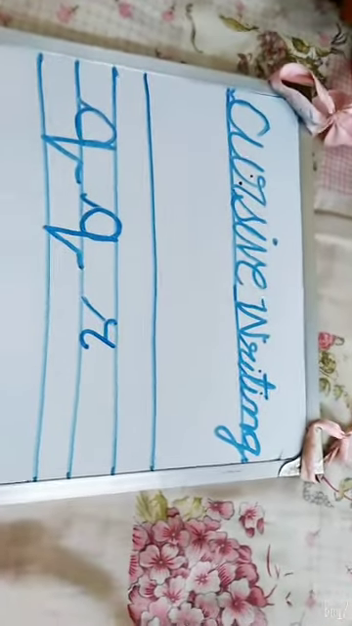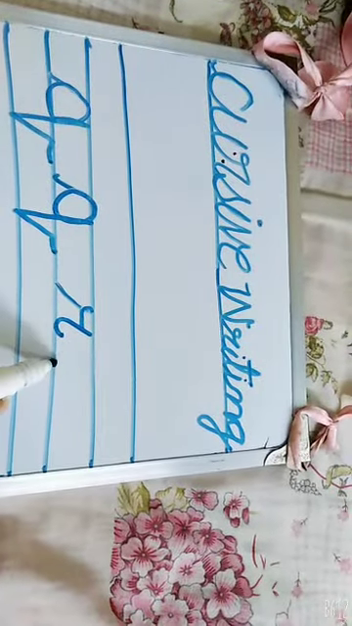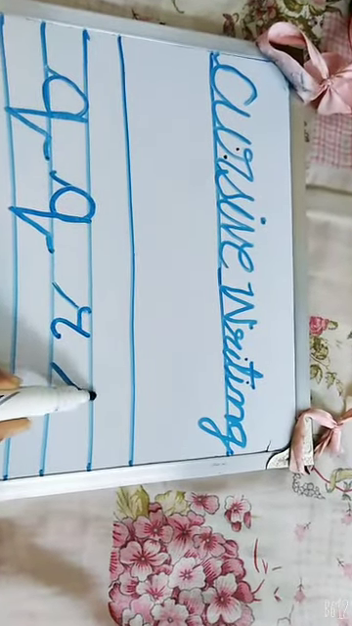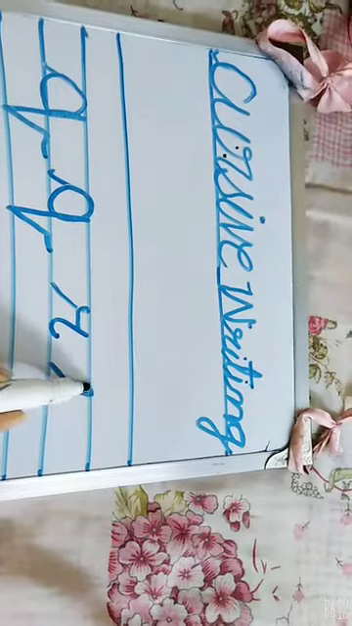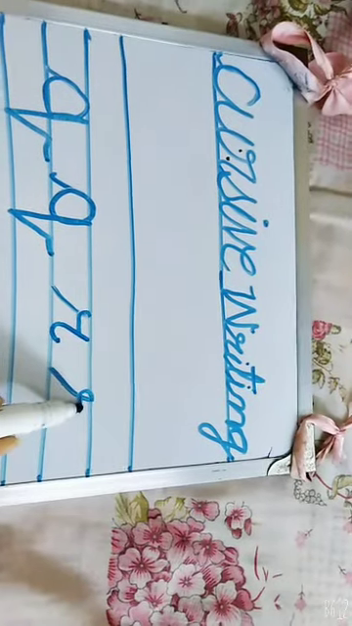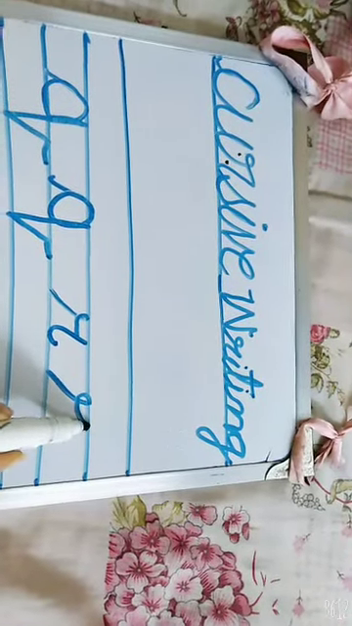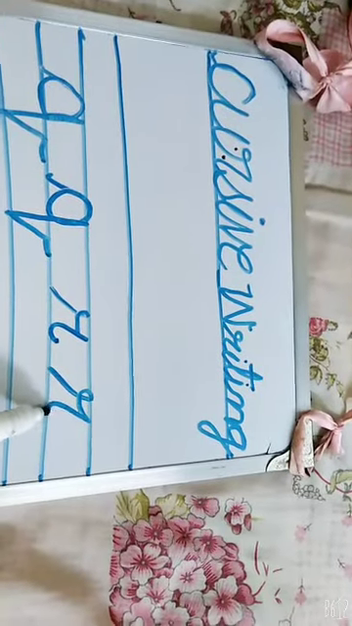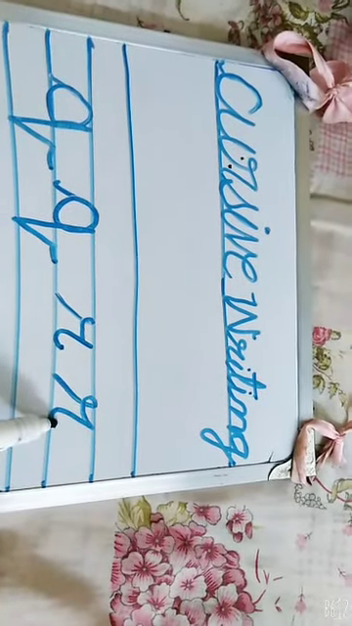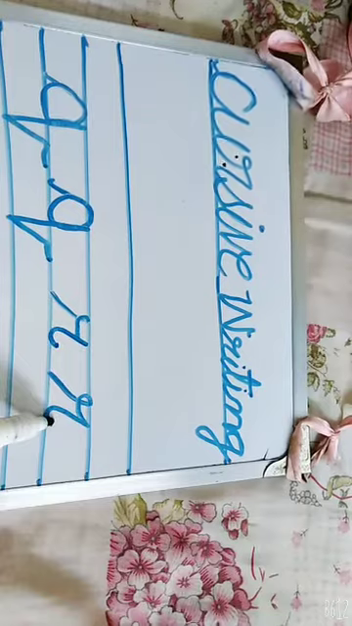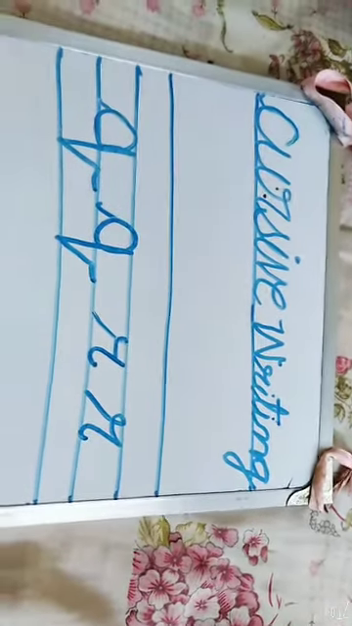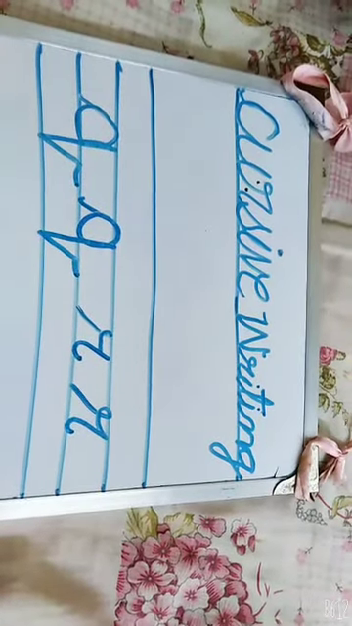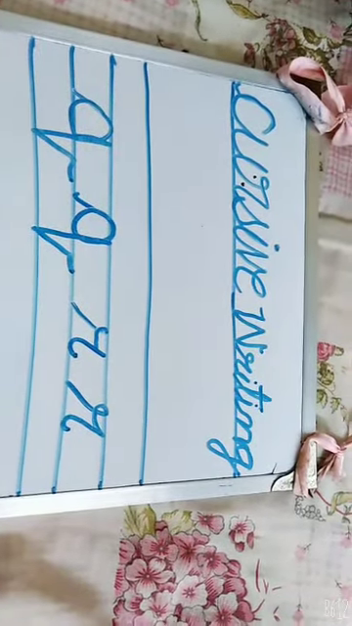Once again I am going to write. Slide diagonally, move your marker upward to the second line, make a loop here, then touch the second line, then come back to the third line and make a curve here. Now pick up your marker. Here is lowercase character Q and R.